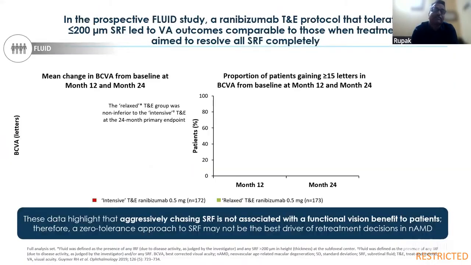The FLUID study was a very landmark study from Australia, led by the group of Dr. Guymer. They had two groups of patients. One group they treated very aggressively, and another group of patients, they were tolerating at least 200 microns of fluid. Their data suggested that aggressively chasing SRF is not associated with functional benefit to the patients.